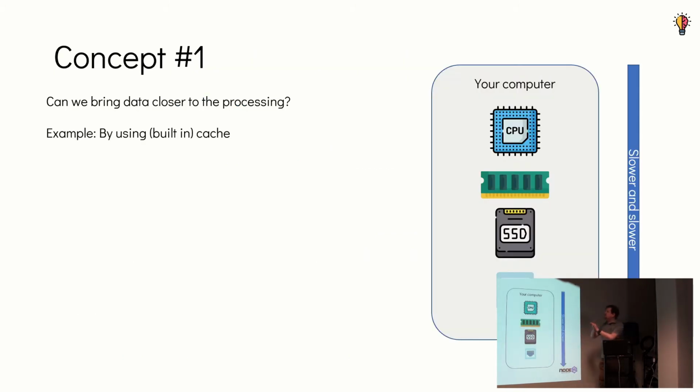So of course, the concept first: can we bring the data closer to the processing? We will do an example by using the built-in cache. Can we in some way do something with the program so that it actually uses cache? How can we do it in that case? Maybe you have an idea. Exactly, yes. So we will actually look at a program that uses cache. And this is happening completely automatically, so it's not like you have to write the program in a certain way. As you will see, it depends on how big the data that you are working on is.